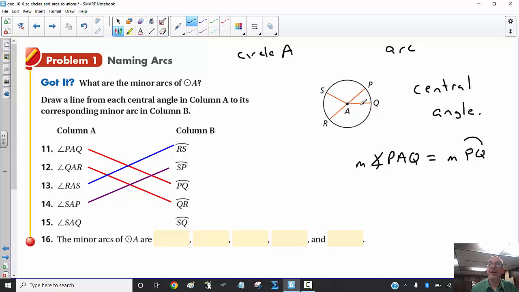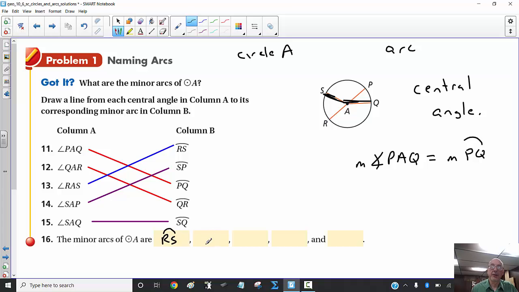SAQ. SAQ. Well, SQ is the deal. Oh, well, that's easy. Okay. The minor arcs in this picture, let's see. Minor arcs. Well, you got RS, you got SP, you got PQ. Let's just quickly write those out.